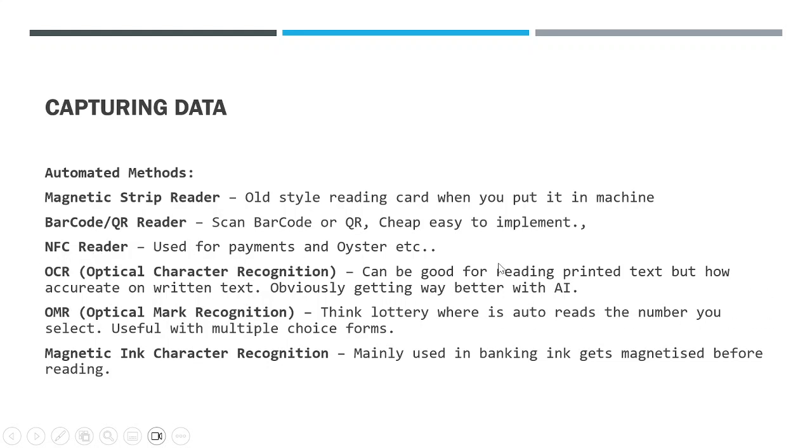You've got optical mark recognition, which is, if you ever play the lottery, although you might not have done, you just colour in the boxes on the numbers that you want, you feed it into a machine, and then it will detect the answers.